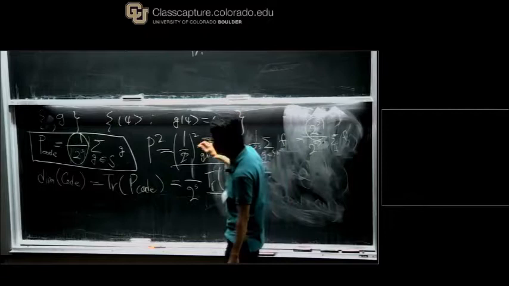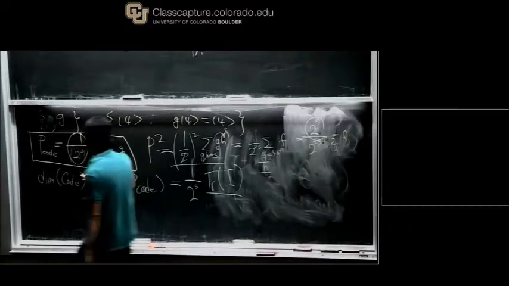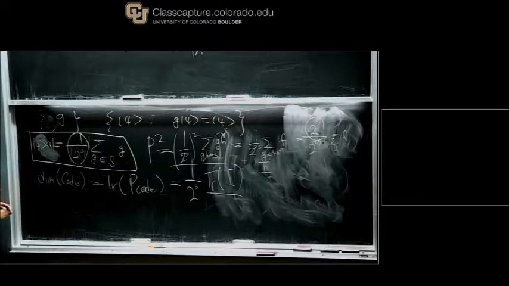Now my code space is just one dimensional. I'm particularly interested in one particular state, not a space of dimension one. Then this is not only a projector, but also the density matrix for my state. Now I have this equality. How do you calculate the entanglement entropy? Well, calculate the reduced density matrix, read off the eigenvalues, take the von Neumann combination.